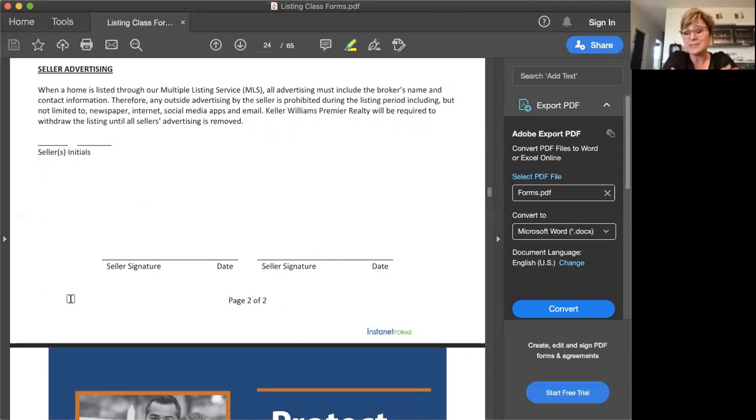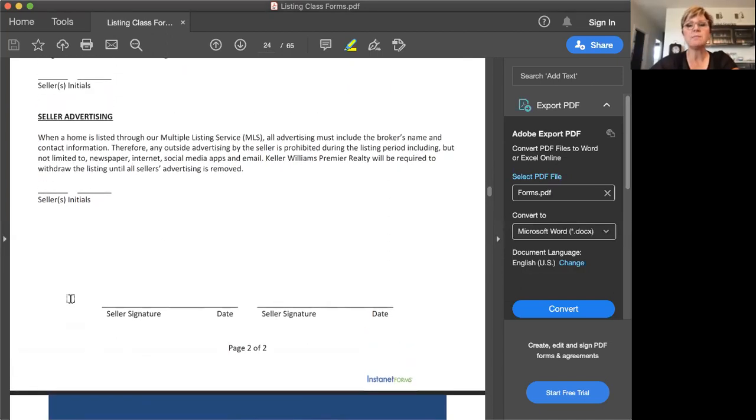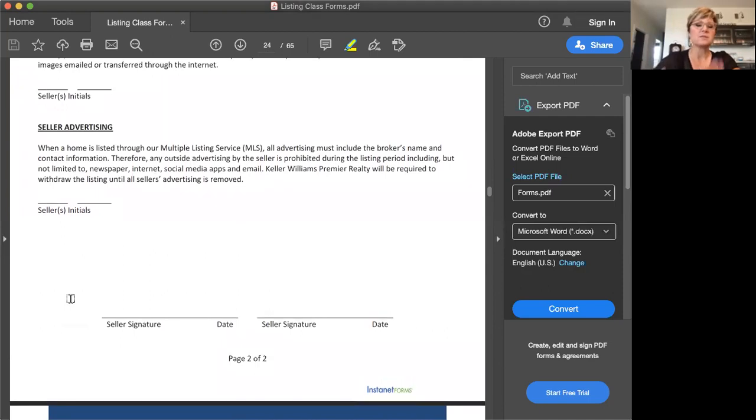So I usually just tell my clients, hey, I will share a state compliant link to your home with you that you can share out with anybody. That way we just know it's compliant, and I make sure I get my contact information in there. Okay. Any questions on that? Okay, so we have them initial everything, and then we have them sign at the bottom.